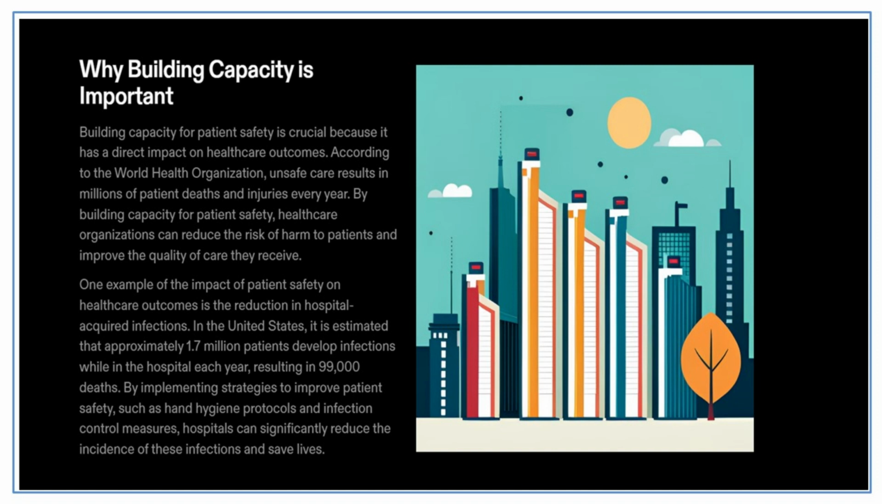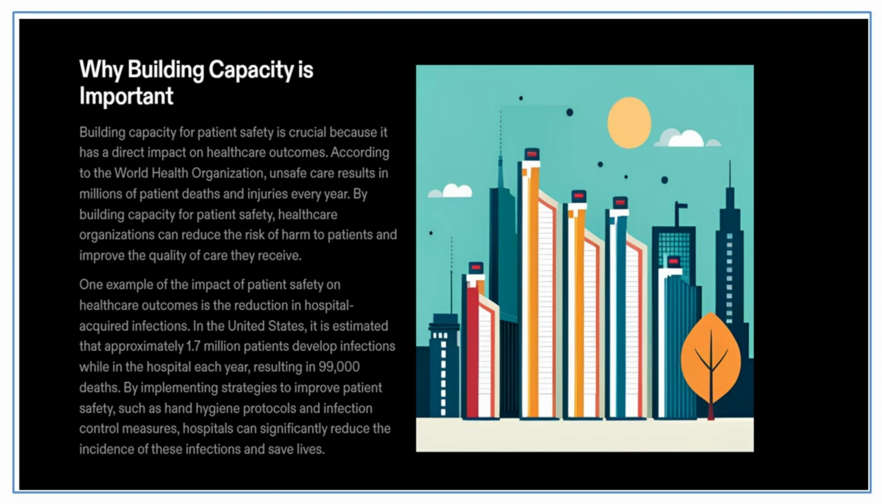Why is it important? Building capacity for patient safety is crucial because it has a direct impact on healthcare outcomes. According to WHO, unsafe care results in millions of patient deaths and injuries every year. So by building capacity for patient safety, healthcare organizations can reduce the risk of harm to the patient and improve the quality of care they receive. If each and every health employee is educated regarding patient safety, then the chances of medical error within the organization reduce significantly.